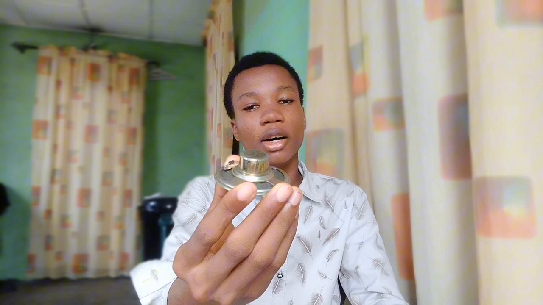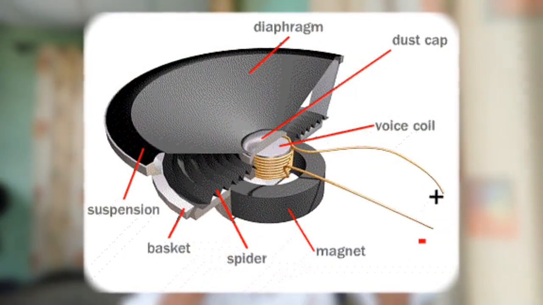Now, when this coil receives electricity, it turns into an electromagnet, thereby interacting with the permanent magnet which is inside of this speaker and making it move back and forth. This back and forth movement is what vibrates this diaphragm right here, thereby generating the sound wave.